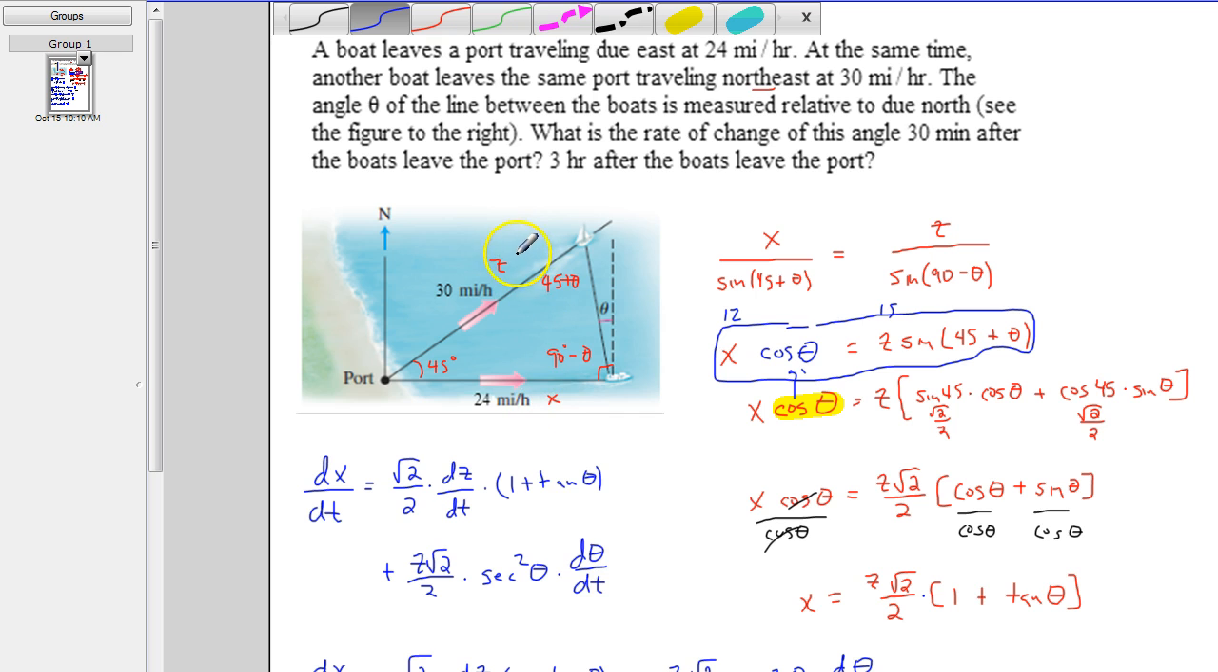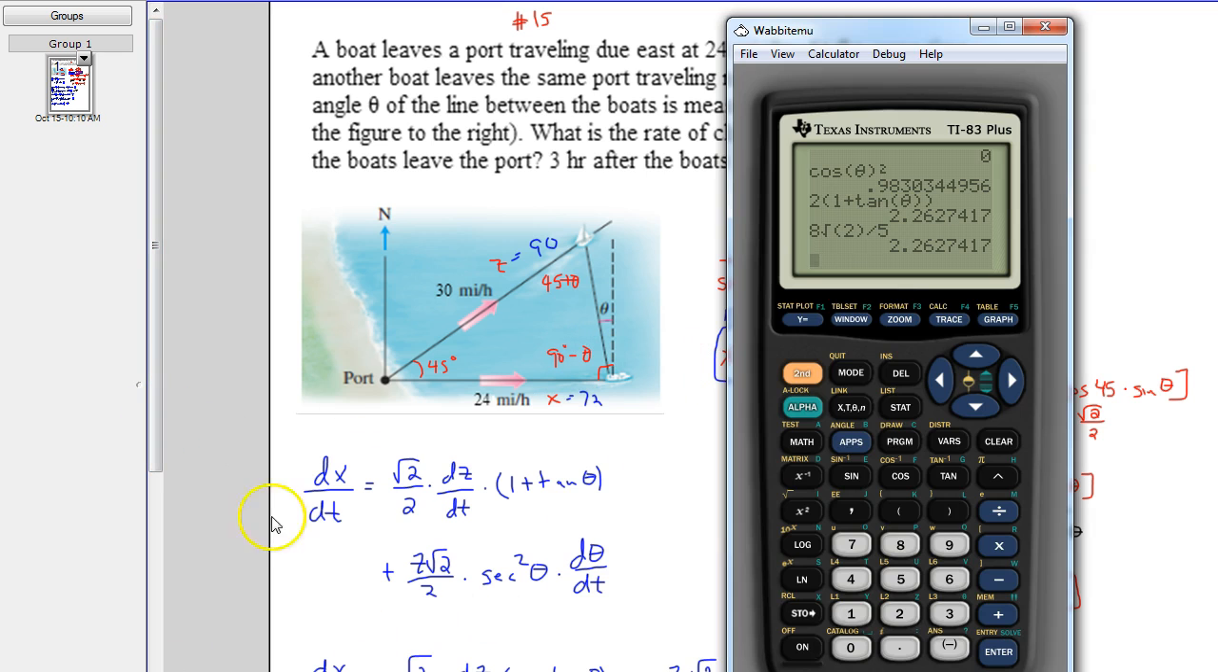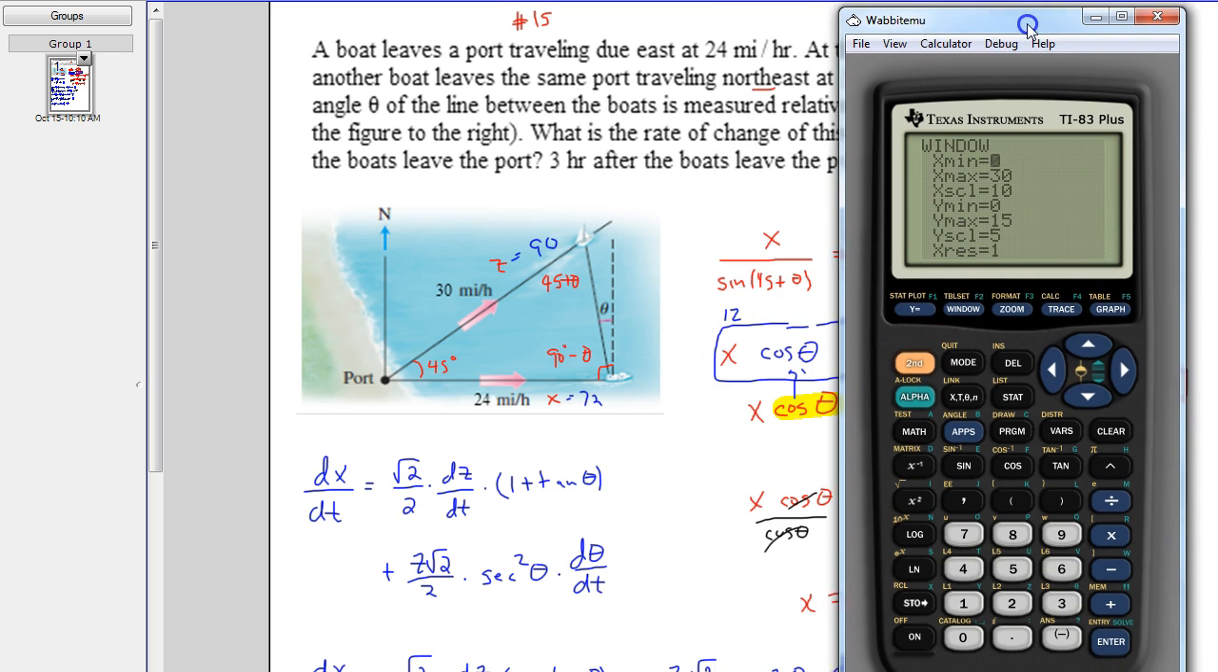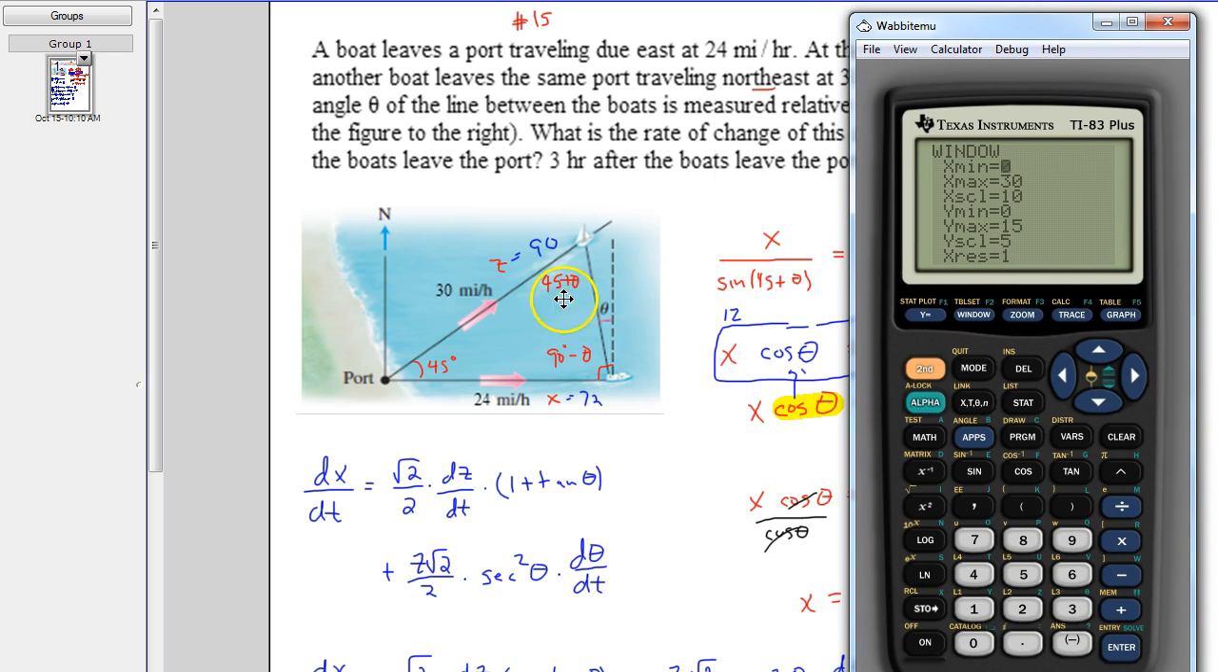So instead of them being 15 and 12, now it's been going for 3 hours, so this is 90, and this is 24 times 3, which is 72. Alright, and if you go back into your equation, or your calculator, y equals, this will be a 72, and then this will be a 90. Then when you solve for the angle, you'll have to change your window, since 90 and 72 are being multiplied by sine and cosine.